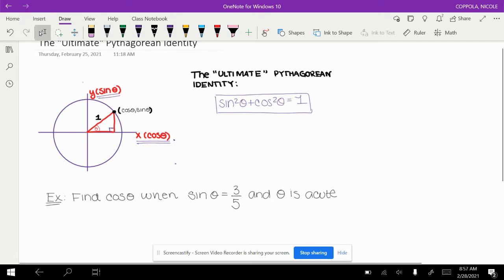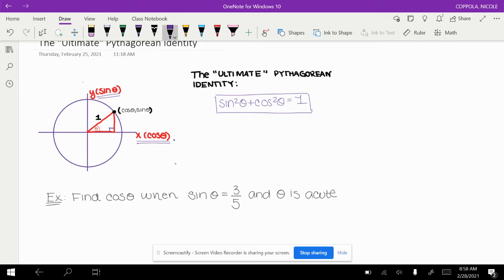There's a beautiful song that you might want to hear, and it is sung to the tune of Frere Jacques. Here I go. X is cosine, X is cosine, Y is sine, Y is sine, on the unit circle, all the time, all the time.